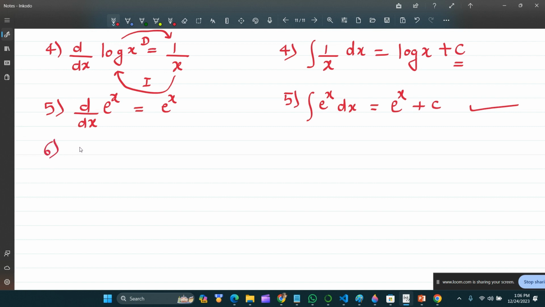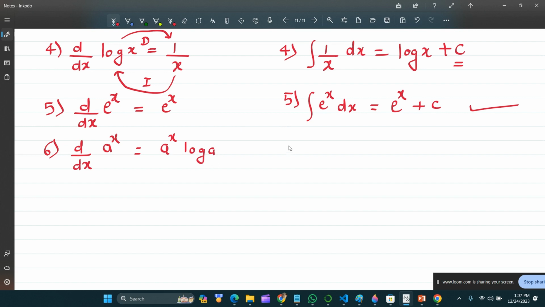Next, the second important exponential function is the derivative of a raised to x. If you remember, a means any number, like 2, 3, 4, whatever: 2 raised to x, 3 raised to x, 4 raised to x. So the derivative of this will be a raised to x log a.